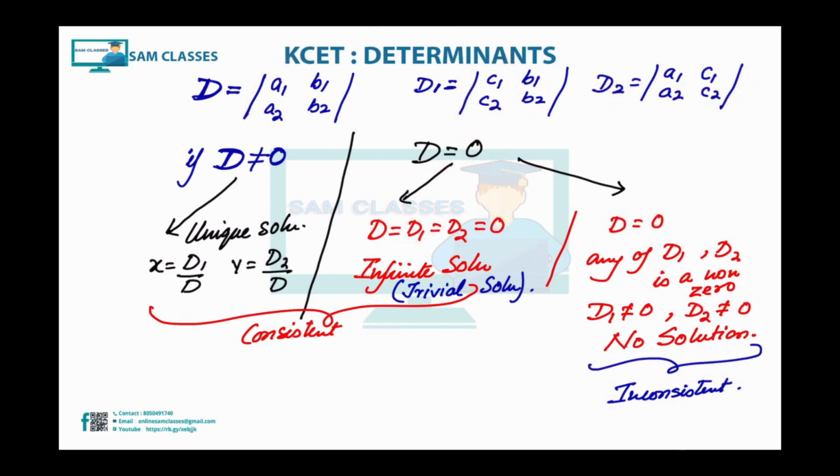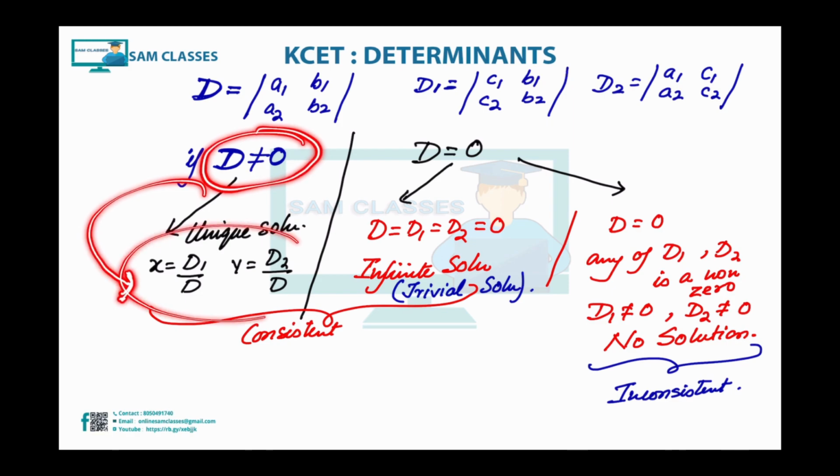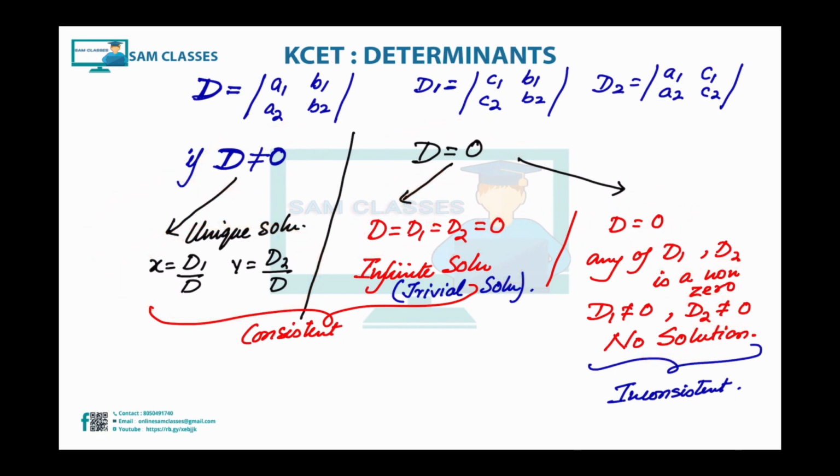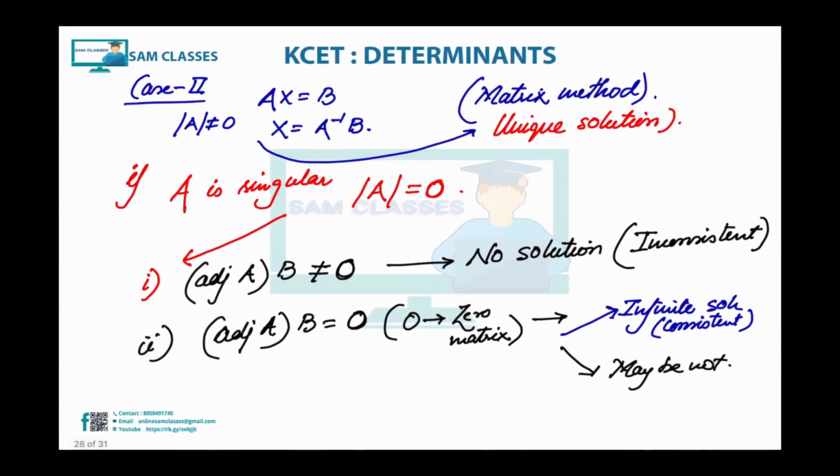Okay. Again, recapping it, if we know that D is not equal to 0, directly we can say it is a unique solution and we can find the value of x and y. If D equal to 0, then two cases stand. One case, all three of them are 0, D, D1, D2 is 0. In that case, it is infinite. And if D is equal to 0, but any one of them, D1 or D2, is non-zero, okay, then it means no solution. This can be extended for three variables also. Clear? Now coming to the next part, student.